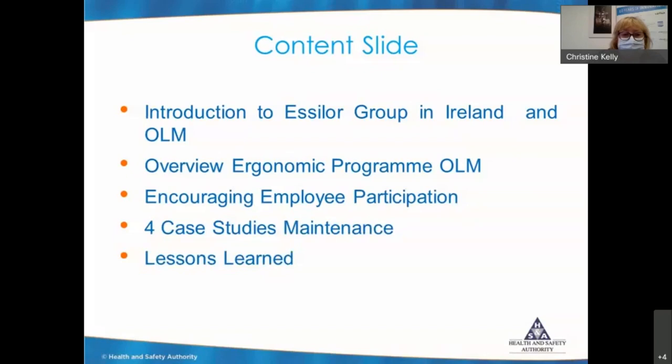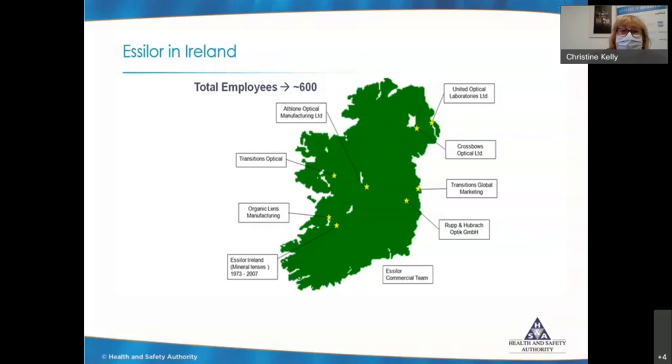I'll just tell you a little bit about Essilor. We're now called Essilor Luxottica, an Italian-French multinational company with sites all over the world. We specialize in manufacturing ophthalmic lenses, equipment for opticians, and labs, which put coatings on and frame the glasses. Basically, we manufacture semi-finished lenses. They're sent to various labs around Ireland, and then they're exported to the European market.